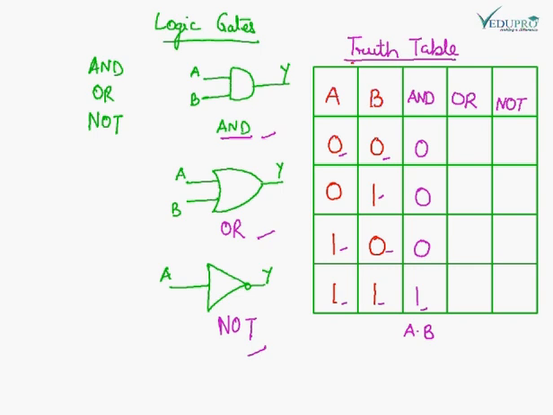Now for OR gate, when both the inputs are 0, the output is 0. When A is 0 and B is 1, the output is 1. When A is 1 and B is 0, the output is 1. And when both the inputs are 1, the output is again 1. So we can say here A plus B is the operation.